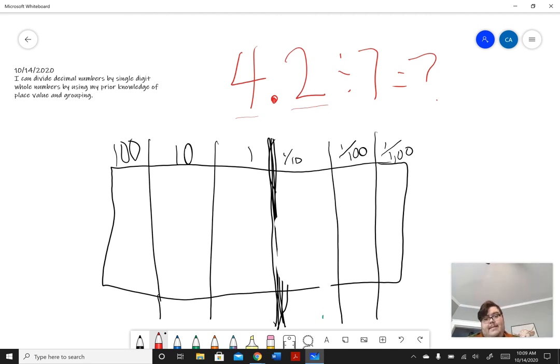So I'm going to take the time and I'm going to draw 42 discs in my tenths place. Are we ready? Here we go. 1, 2, 3, up to 42. All right. Then it's telling us, let's look for groups of 7.